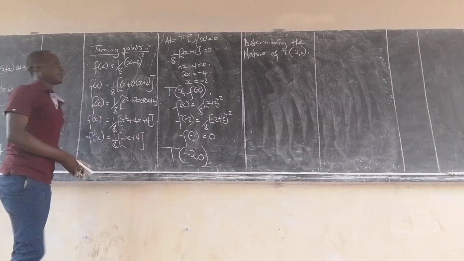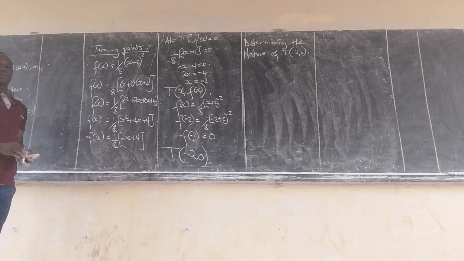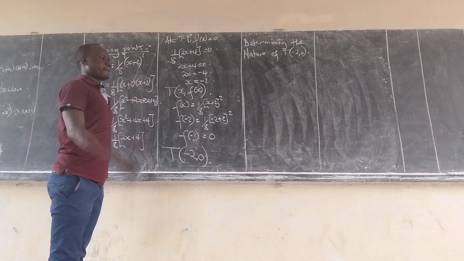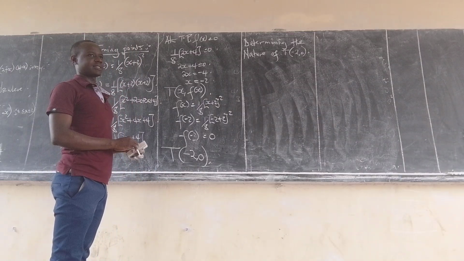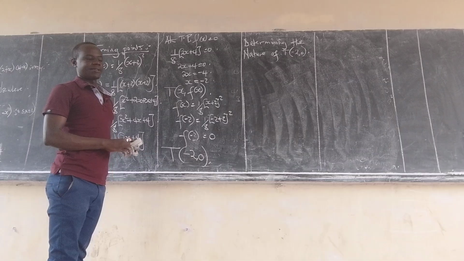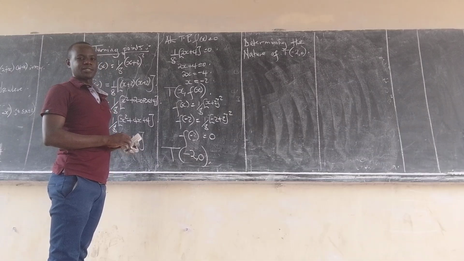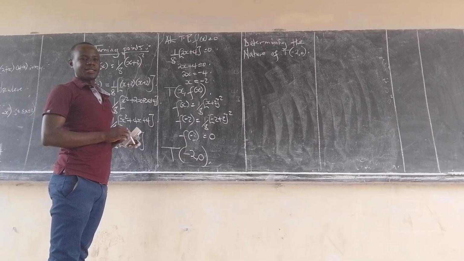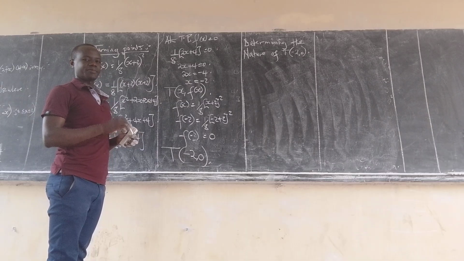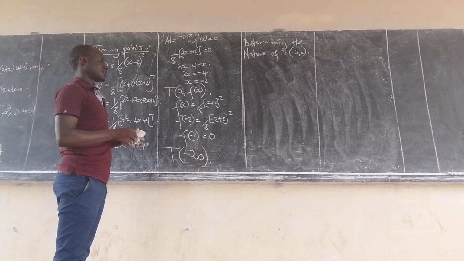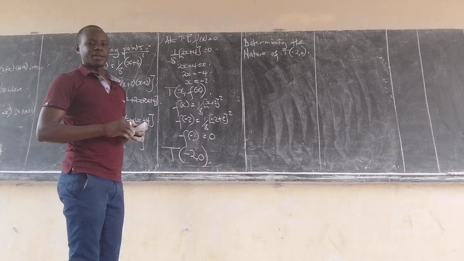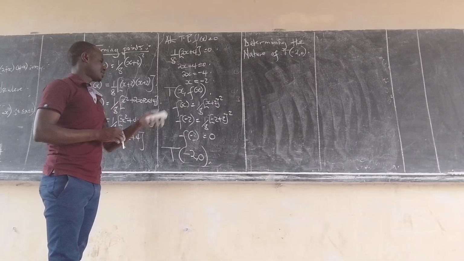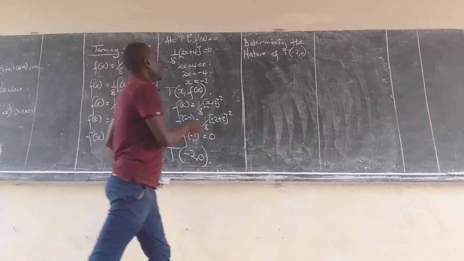So for the nature of our turning point, which is negative 2, 0, we are going to use the second derivative because it takes us there first. But you can also apply the table of the first derivative and check what happens on the left hand side of the x-coordinate of the turning point and also on the right hand side. You will definitely get the same nature of the turning point as the one we are going to obtain here.